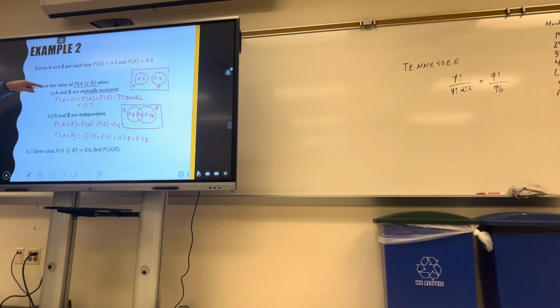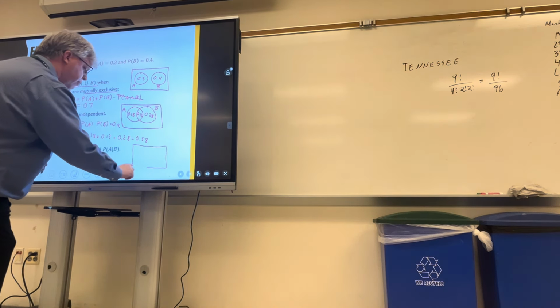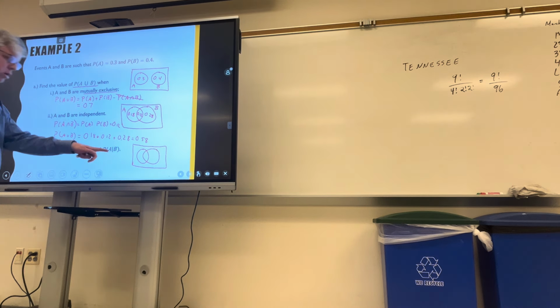Now remember, they asked you to find A or B up here, and in the mutually exclusive case, A or B was 0.7. In the independent case, A or B came out to 0.58. This is neither of those. So this is a third scenario. They're not mutually exclusive, they're not independent, because probability of A or B came out to 0.6. It's asking you for a different probability this time. What is the one that it's asking you for here? How do you read that?